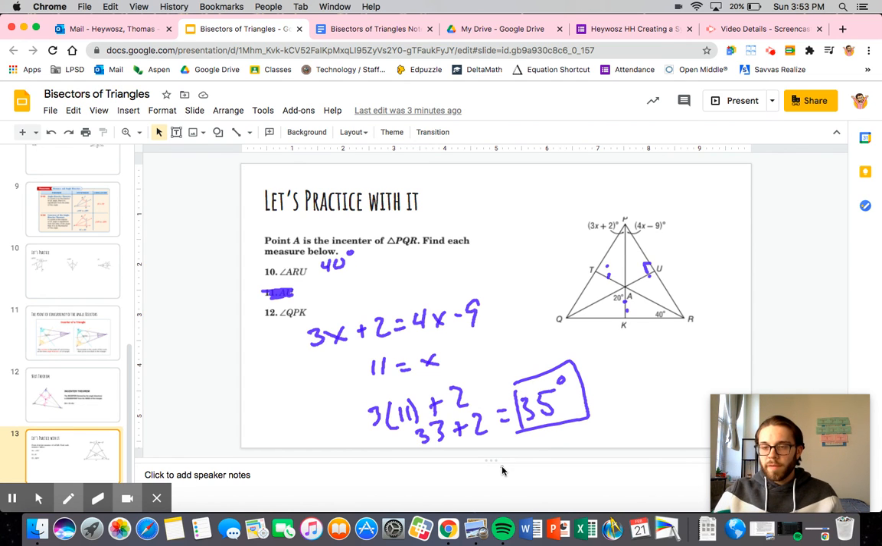So I know there's a lot of information here, but ultimately what are we really doing? Well, we're using what we know about perpendicular bisectors and angle bisectors to solve for sides or angles. And ultimately, when in doubt, if you don't know what to do, set it equal to itself or set it equal to the other piece of information you have. That's a pretty good idea of what to do.